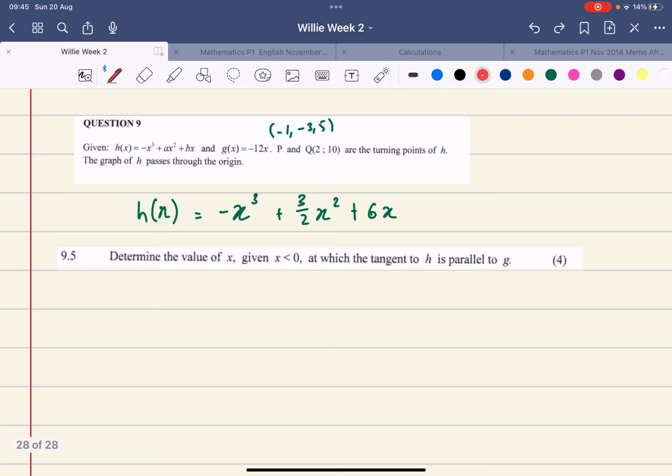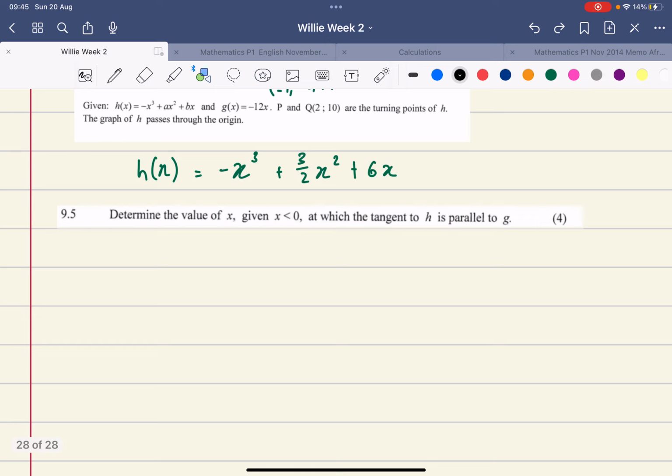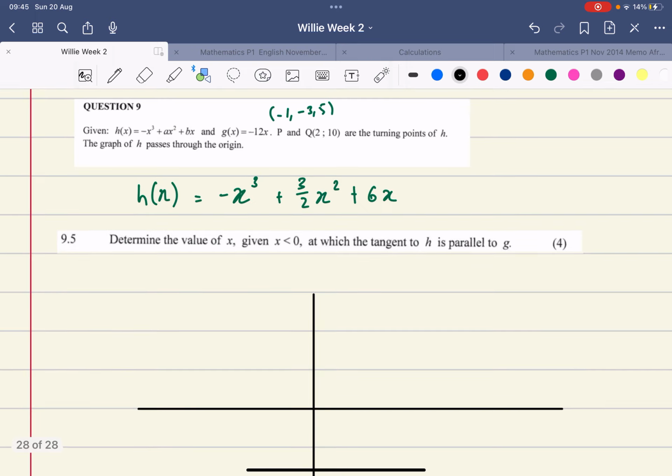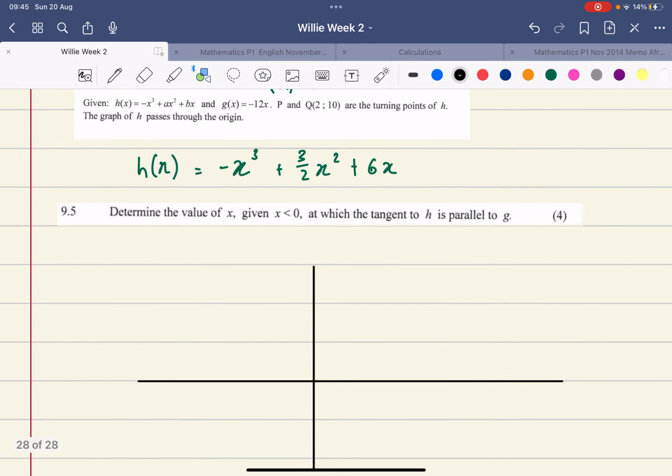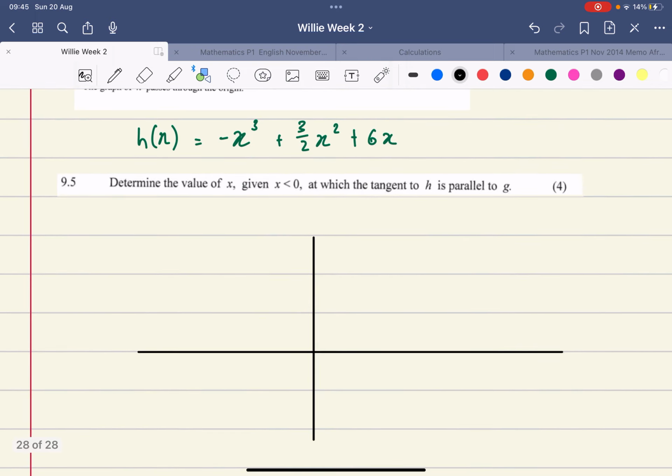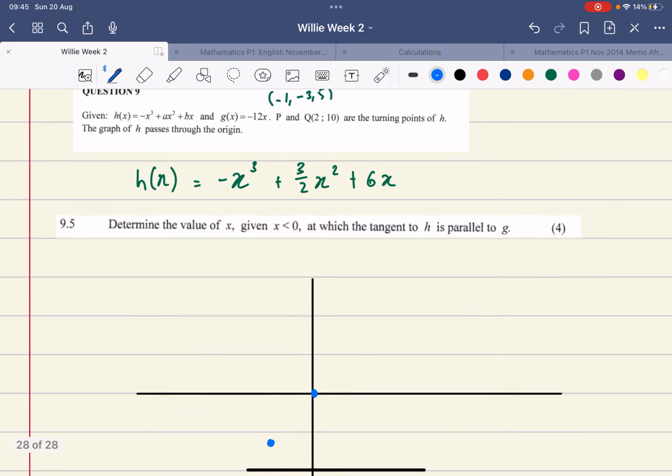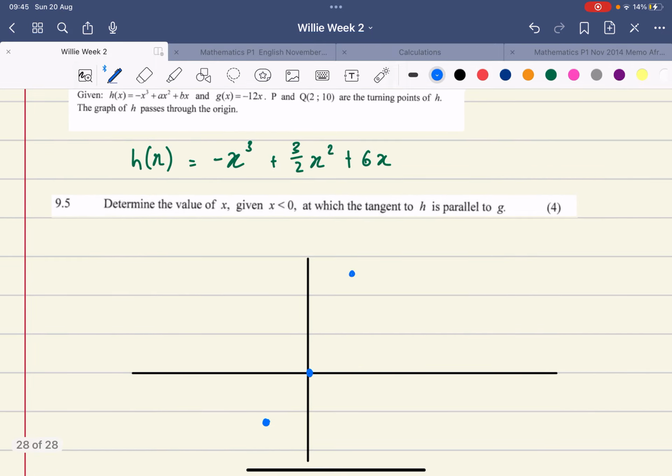And in question 9.5, it says determine the value of x, given x is smaller than 0, at which the tangent to h is parallel to g. So let me first try and just draw this out and give you maybe a bit of a visual idea of what's going on. We know the coordinates for p and q, which are the turning points. We have (minus 1, minus 3.5), so that'll be here somewhere. And (0, 0), it passes through the origin, and also (2, 10).